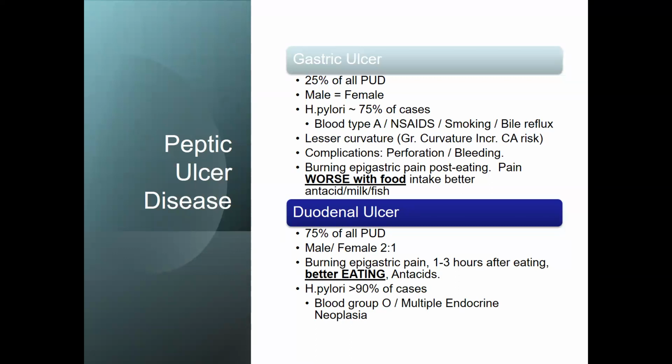If it's in the greater curvature, you're going to see an increased risk for a complication of cancer. Perf and bleeding are your most common complications, and the pain is going to be worse with food. Worse with food, burning post-eating. Your duodenal ulcers are better with eating, right? So that makes sense physiologically. If you have an ulcer in your stomach and you eat food, your stomach's going to secrete what? Acid. That's going to be way worse than an open cut, right?